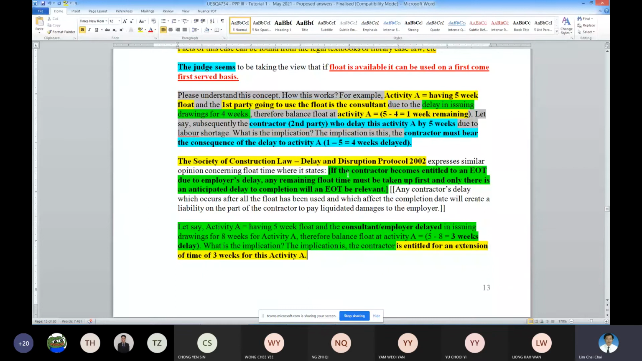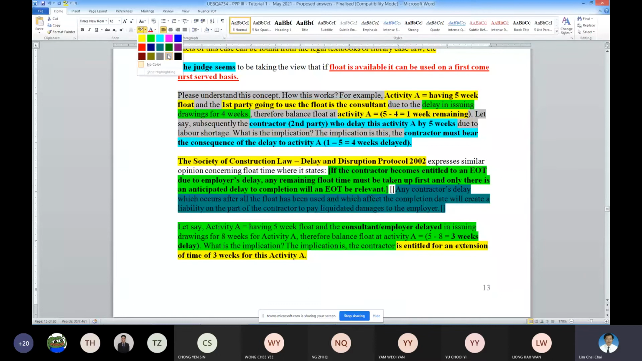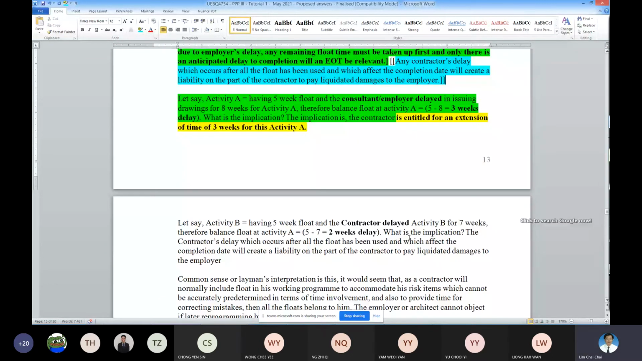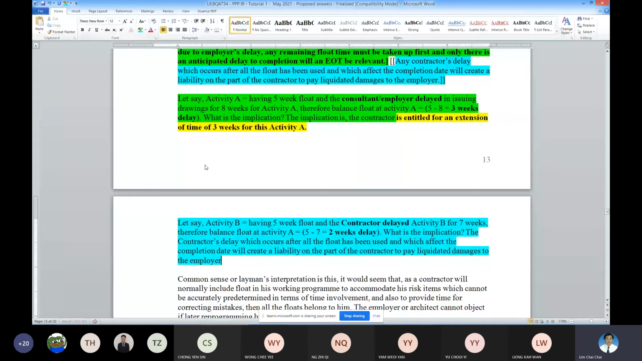So I put it here as blue. Under the blue and blue presentation, this is the blue presentation. What it means is this. If contractor delay occurs after all the float is used up, and the completion date is affected, then the contractor is going to be liable to pay the liquidated damages. So I'm using this as an example.